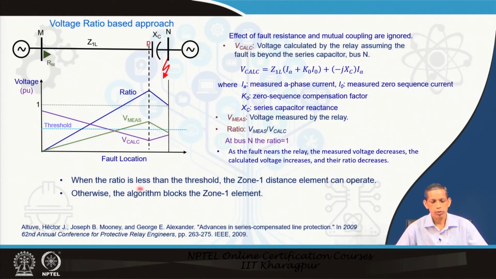So, when the ratio is less than the threshold, which is selected suitably depending upon the reach of the line, the zone 1 distance, it is allowed; otherwise the algorithm blocks. The threshold is computed in real time by the relay. If the ratio is less than the threshold, zone 1 is allowed to operate. However, if it is beyond the threshold, zone 1 is not allowed to operate.